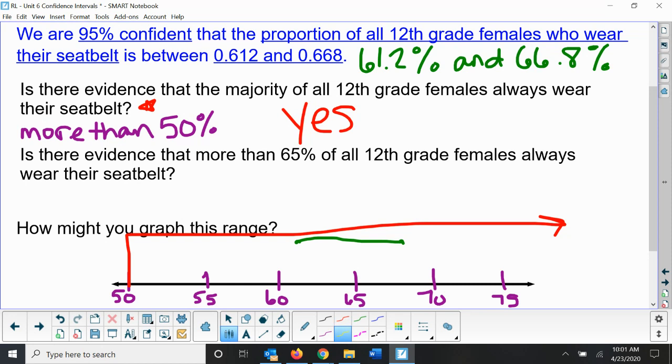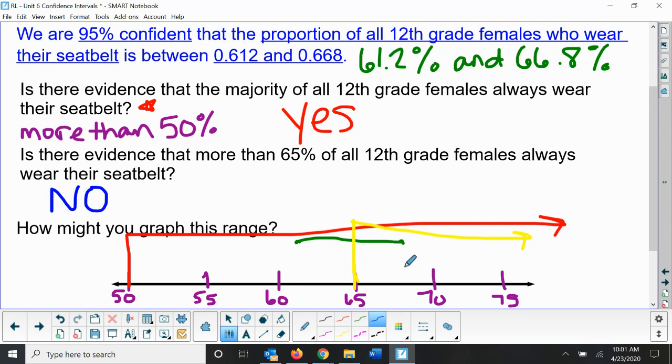When we look at it for the 65% though, the 65% falls in between our interval. And so with this one, we have to be careful because there's a chance that the average is not above 65%. It could be above 65, but there's a chance that it's not. So is there evidence that more than 65% always wear their seatbelt? No. So this one is definitely going to be a no. It could be, but it's too much of a chance that it's not.